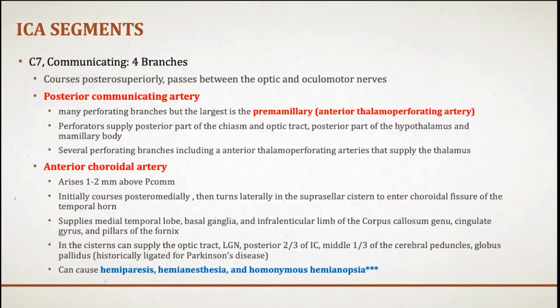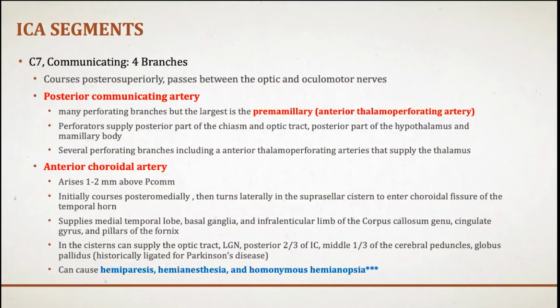The next segment after the posterior communicating artery is the anterior choroidal artery, and it arises about 1 or 2 millimeters right after the PCOM takeoff. Initially, it courses posterior medially, and then it turns laterally in the suprasellar cistern and enters the choroidal fissure of the temporal horn. The main thing to remember about this artery is that despite it being very small, it has devastating effects if this artery is taken.